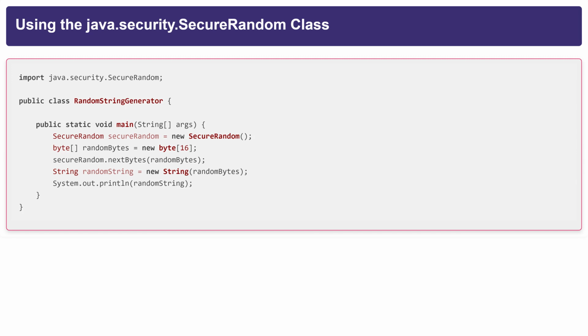This code creates an instance of SecureRandom, creates a byte array of 16 bytes, generates random bytes using the nextBytes method, converts the byte array to a string, and finally prints the random string.